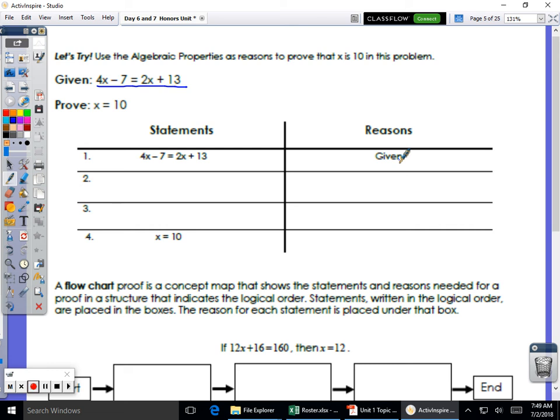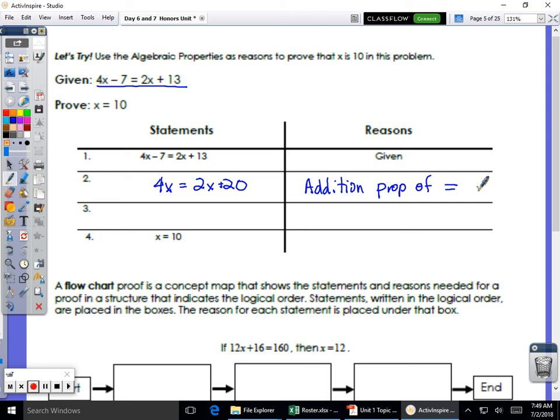All right, and then we can start doing some math. I would like to add 7 to both sides. If I add 7 here, that cancels, and I get 4x. 2x. If I add 7 here, we get 20. So we added 7 to both sides, so we're going to say addition property of equality. I'm going to use some abbreviation.